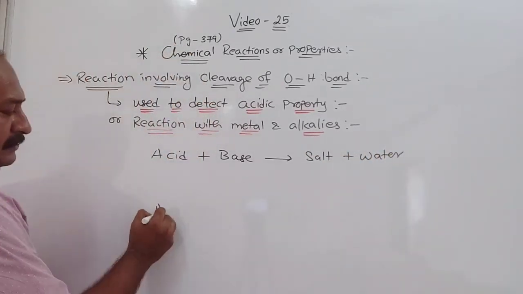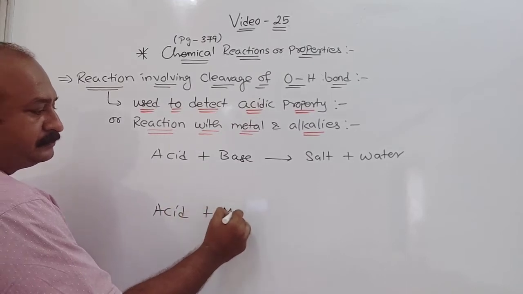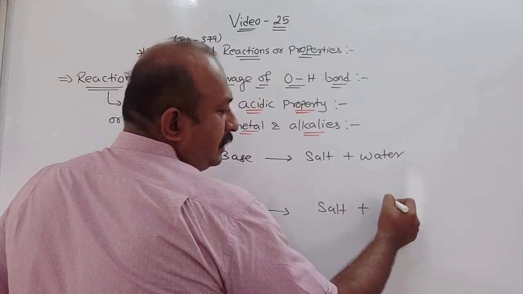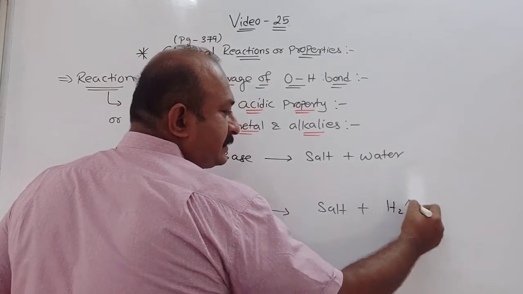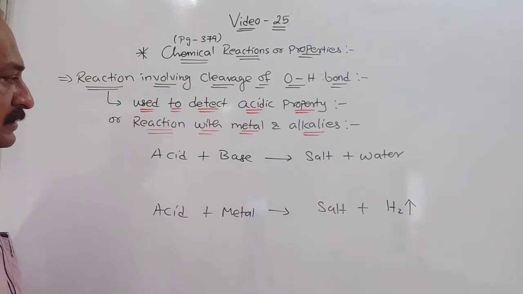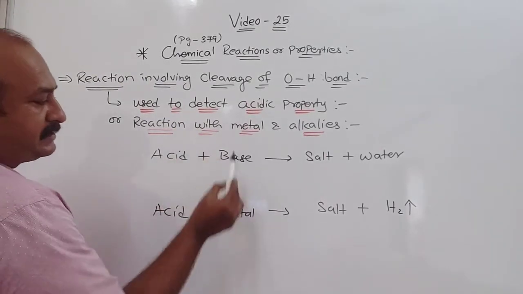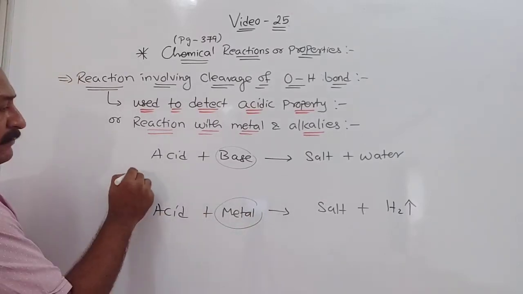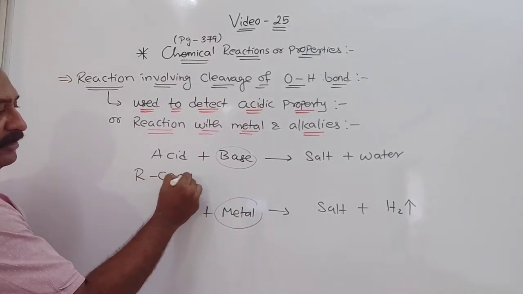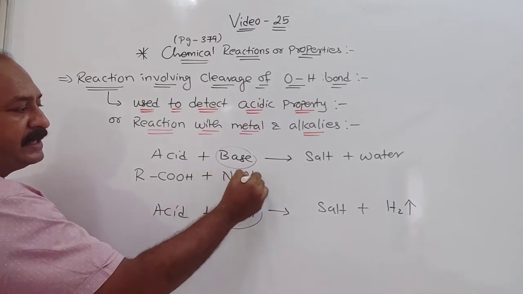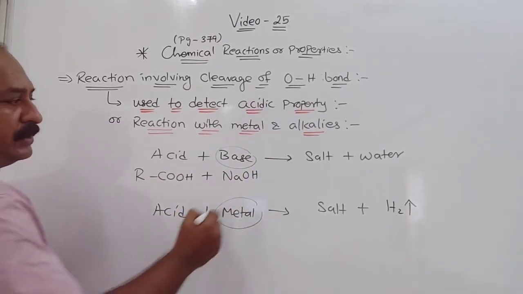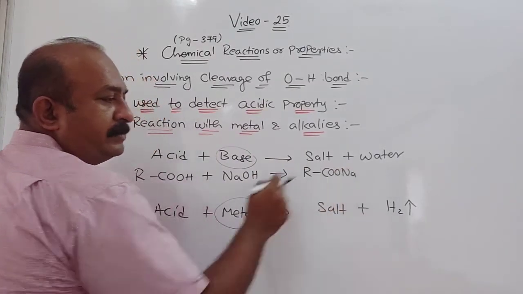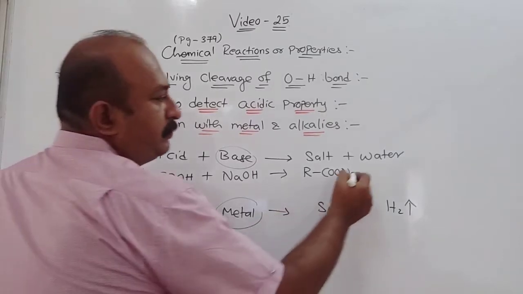And acid plus metal gives salt plus hydrogen gas. Which gas? Hydrogen gas, right? So this is the simple technique: reaction with metal and reaction with alkali, that is, with a base. If I write it like this, this is the acid. When I treat it with a base like NaOH, what will it give? It will give a salt, RCOONa, that is sodium ethanoate, plus water.